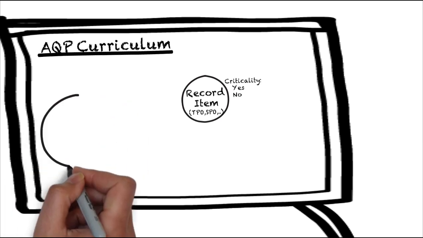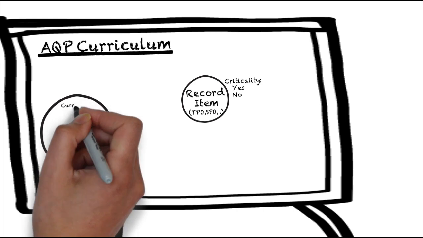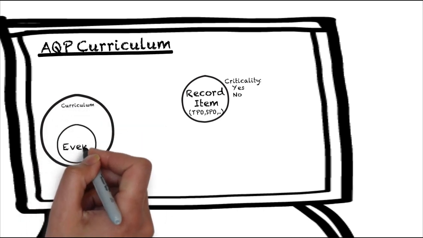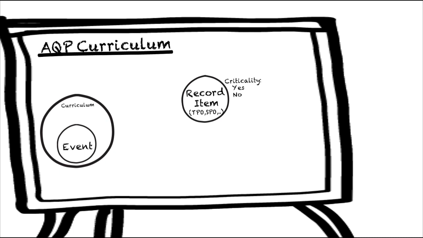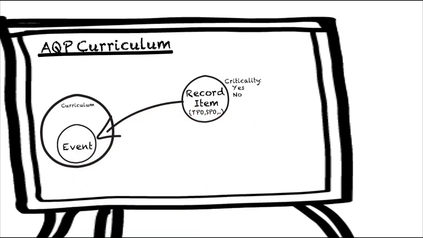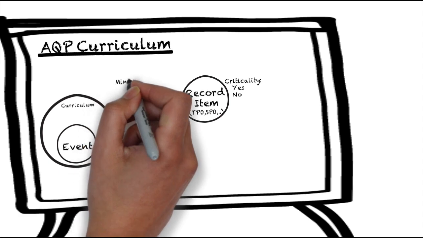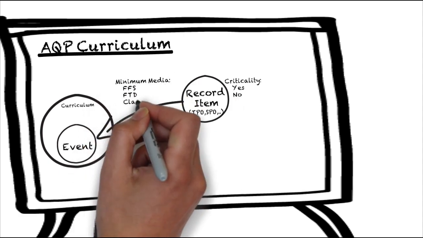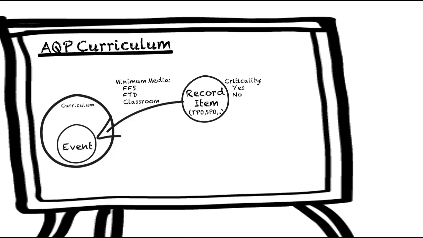The next is we have our curriculum, and the curriculum is made up by a number of events. The curriculum designer now assigns record items or training objectives to this event. When he does that, he deals with a different kind of properties. An example here is the minimum requirement of media. Do we need an FFS, do we need an FTD, or do we need a classroom?